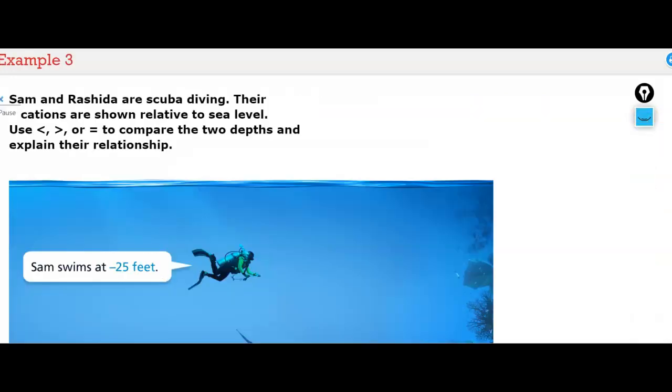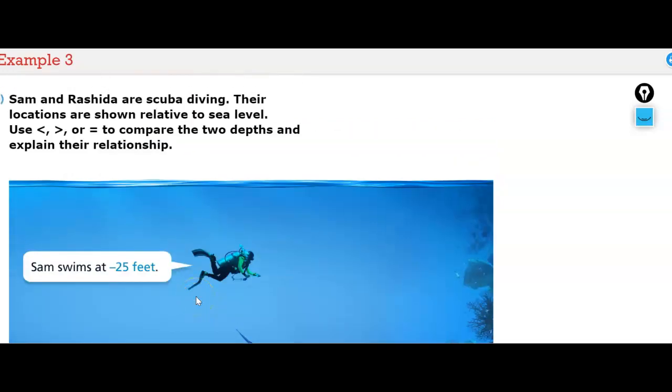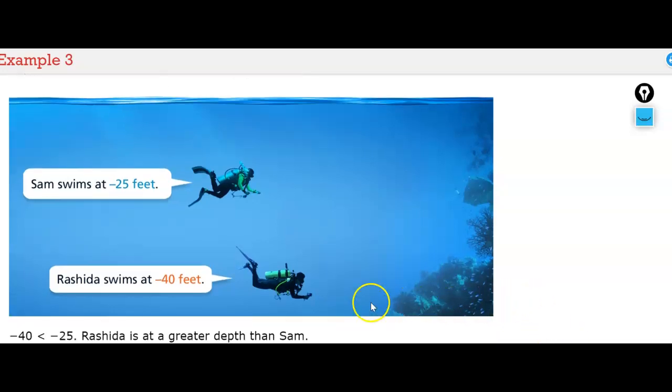Sam and Rashida are scuba diving. Use less than, greater than, or equals to compare the two depths and explain their relationship. So as you can see here, here's Sam at negative 25 feet, and Rashida is at negative 40 feet. Negative 40 is less than negative 25, so Rashida is at a greater depth than Sam. She is deeper down in the water than he is.